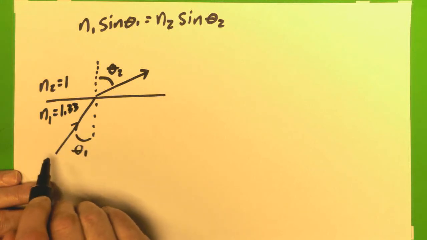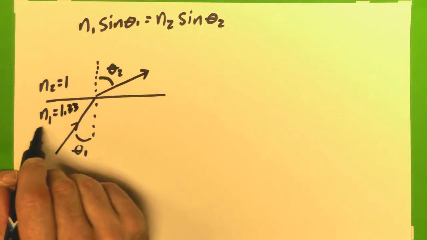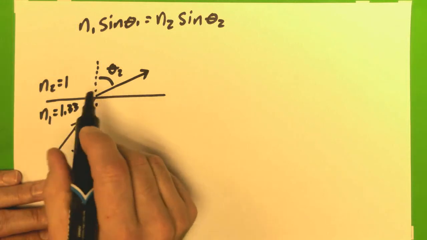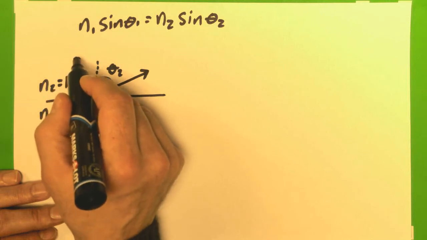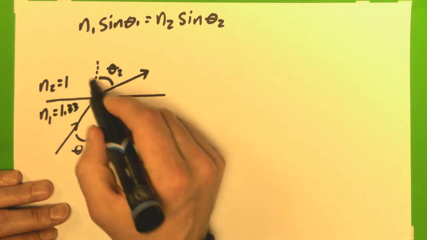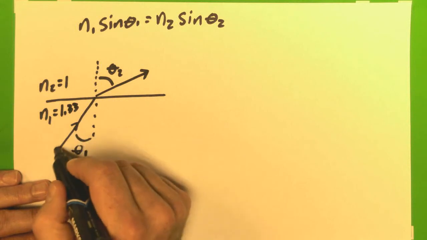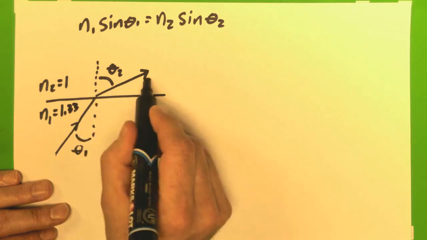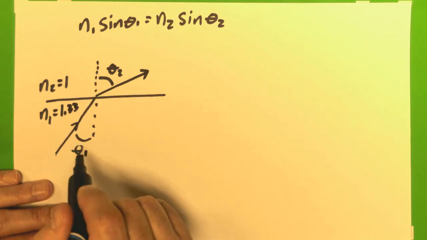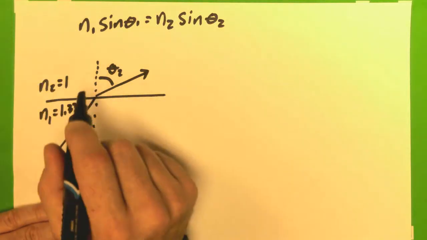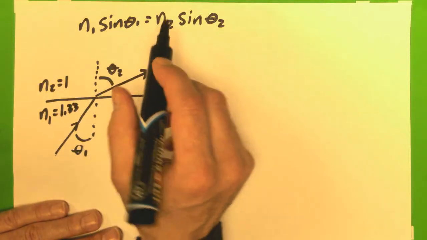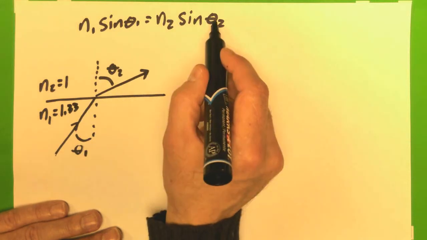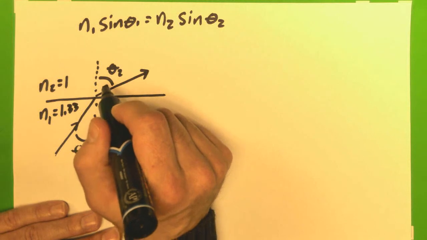When light travels from a material of higher index of refraction to lower, then it bends away. If I had light traveling from a lower index of refraction to a higher index of refraction, it bends towards the normal. So in this case, we're traveling out of the higher index material, so we're bending away from the normal, as you can see there. Snell's law would show that if n1 is bigger than n2, then theta 2 should be bigger than theta 1 to offset that, to create this equality.